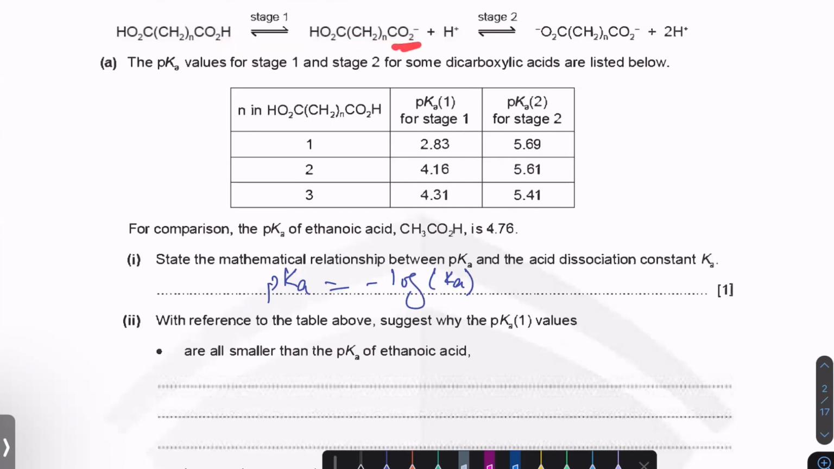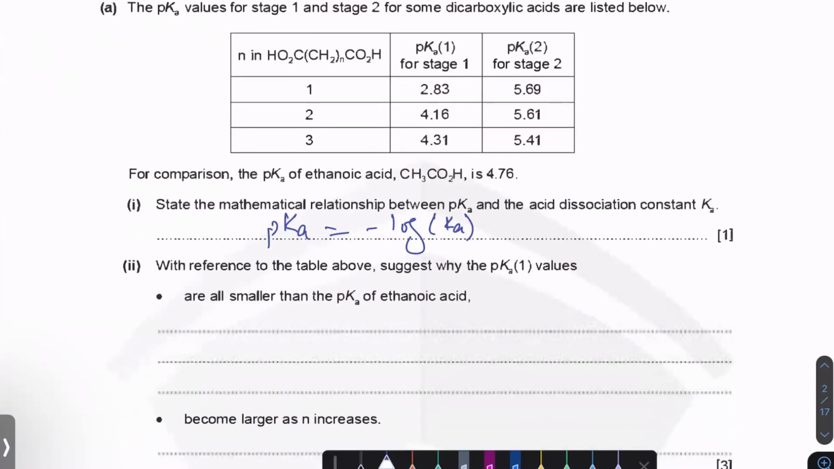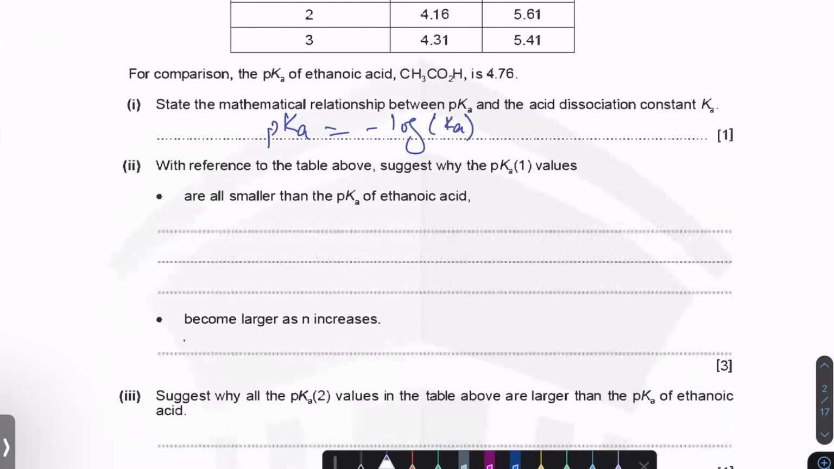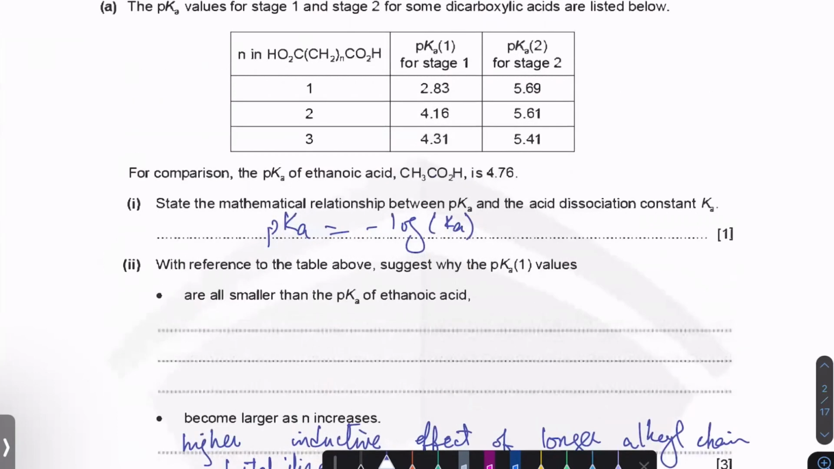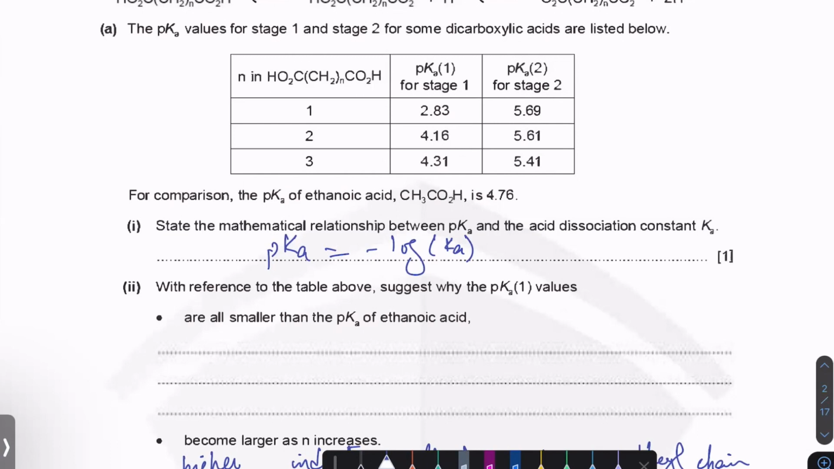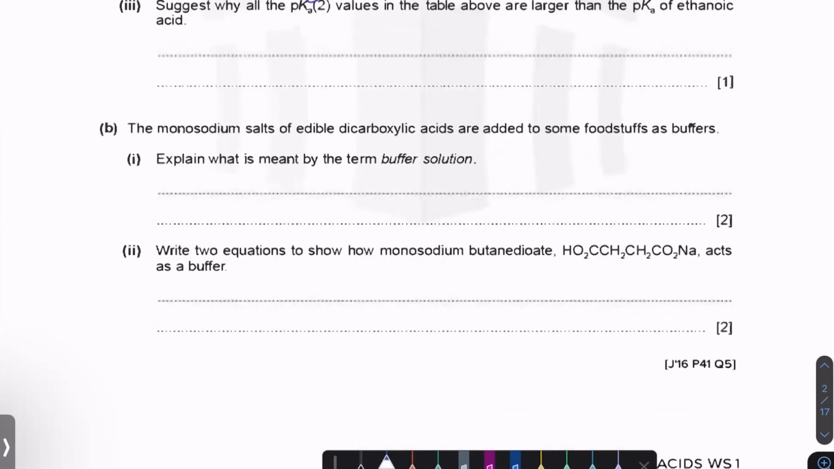So when will that happen? When the negative charge is more concentrated. And when will that happen? When the alkyl group is giving a higher inductive effect. So a higher inductive effect of a longer alkyl chain destabilizes the anion. Okay? That's the idea here. Okay. Suggest why all pKa2 values are larger than the pKa values of ethanoic acid.